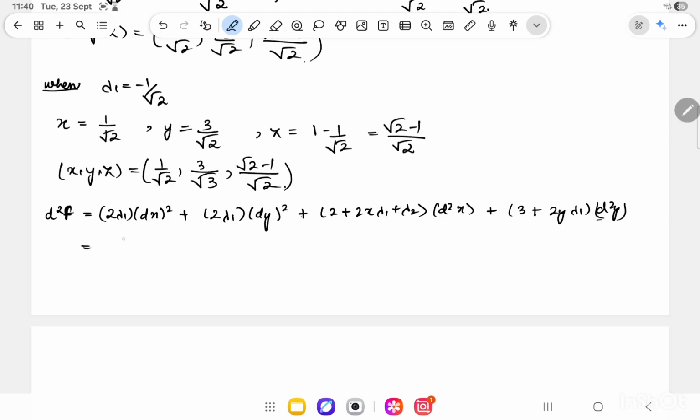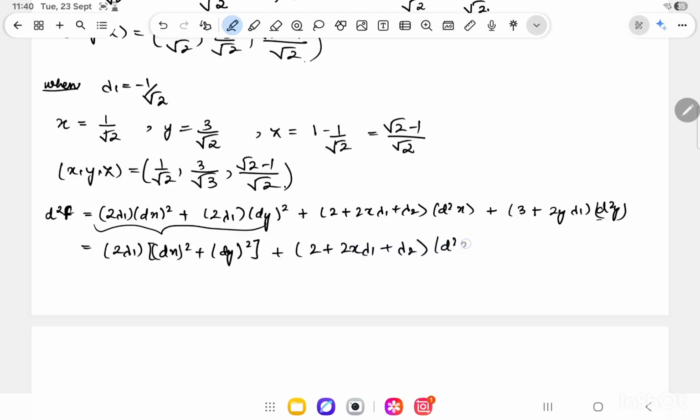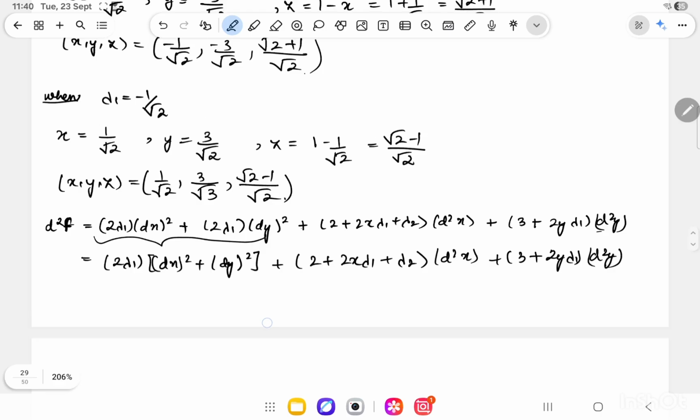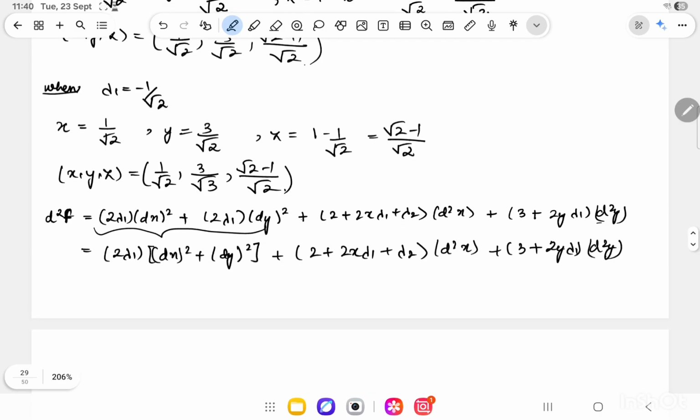Let's just first simplify it. We can take 2 lambda 1 common from these. So it will be 2 lambda 1 into dx square plus dy square plus 2 plus 2x lambda 1 plus lambda 2 into d square x plus 3 plus 2y lambda 1 into d square y. Now we're supposed to check basically.